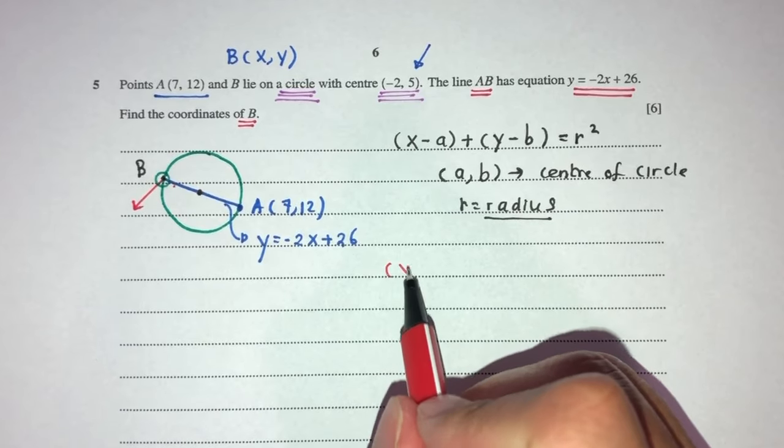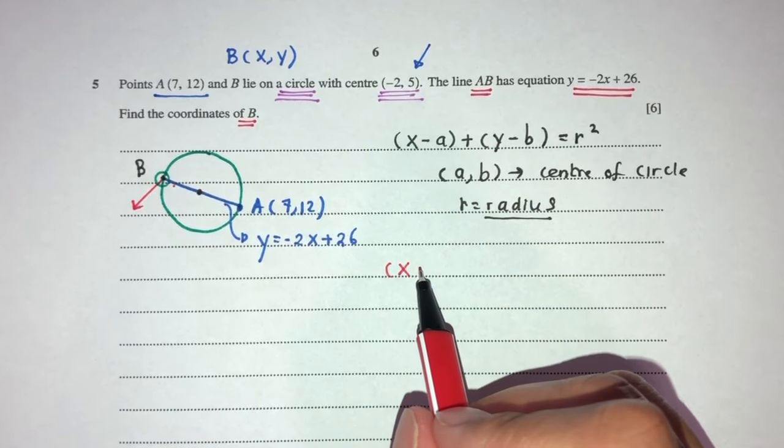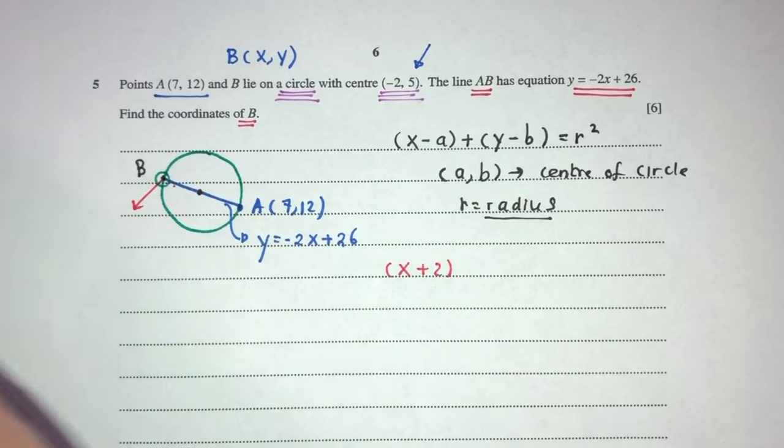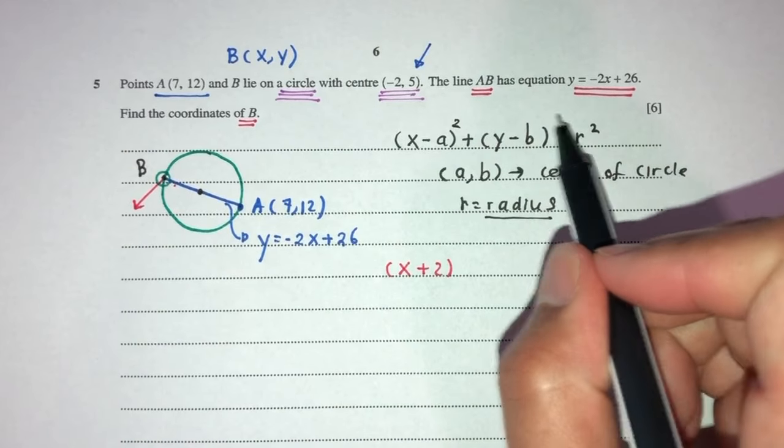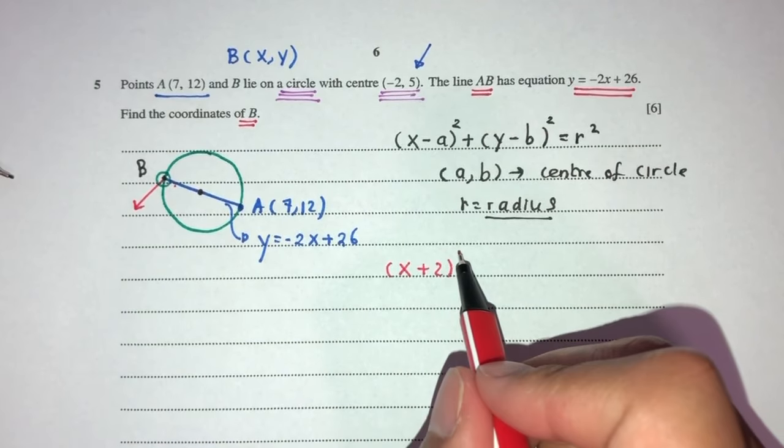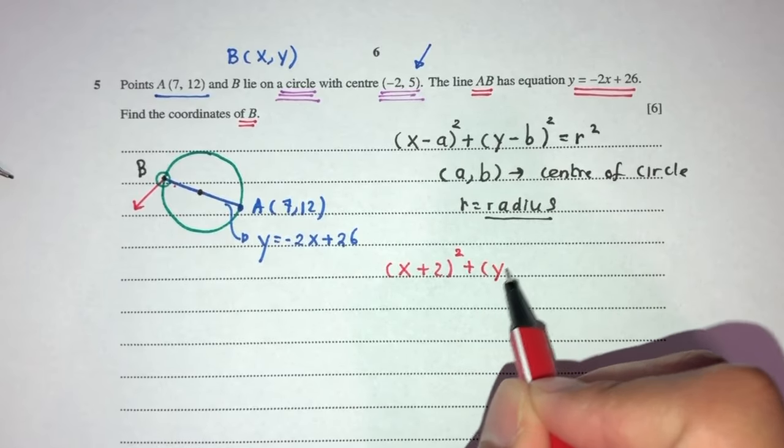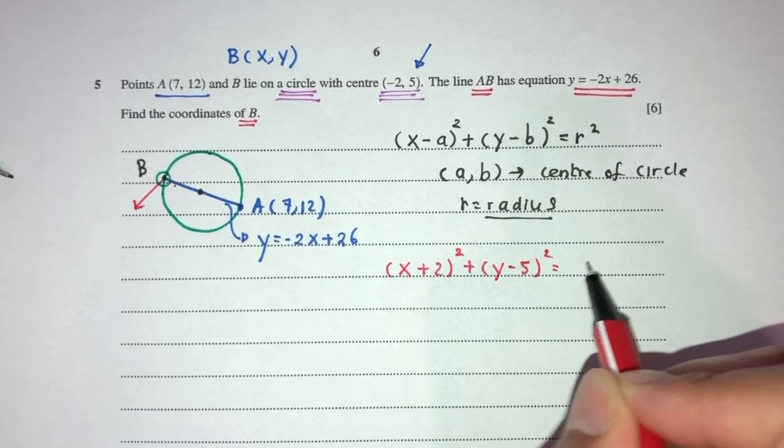So x minus A is just a value of minus 2, that should be plus 2. Of course, I forgot something here, the square, for the equation of circles. Plus (y minus B), so (y minus 5) squared. That should be r squared.